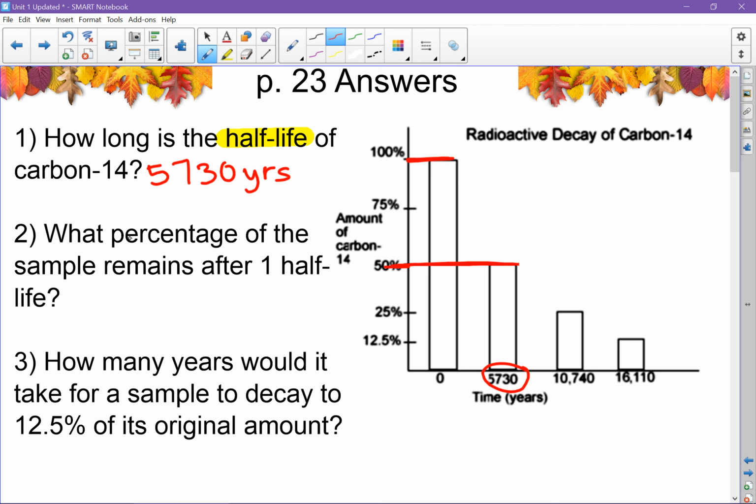Then number 2 asks, what percentage remains after one half-life? One half-life means I take it and I divide it in half once. If I start with 100%, and I divide that in half, I would end up with 50%. One half-life means you only do that division once. So that's how much you have. You chop it in half.